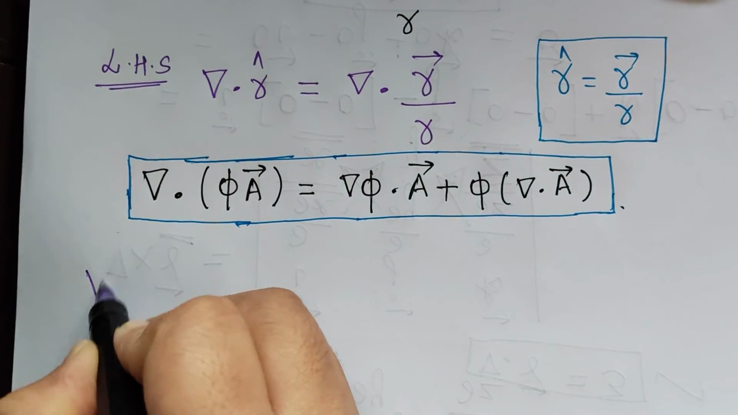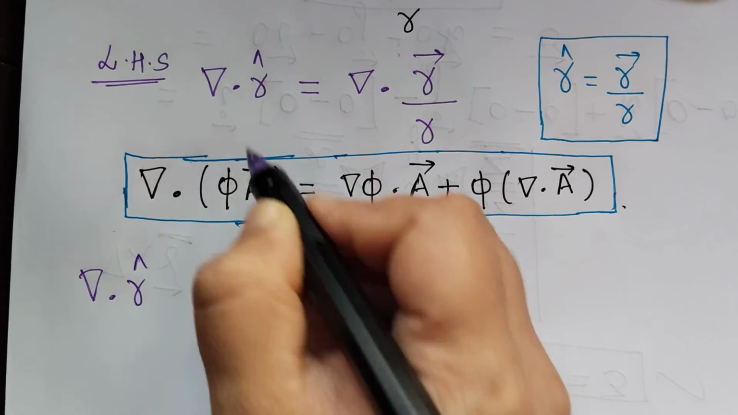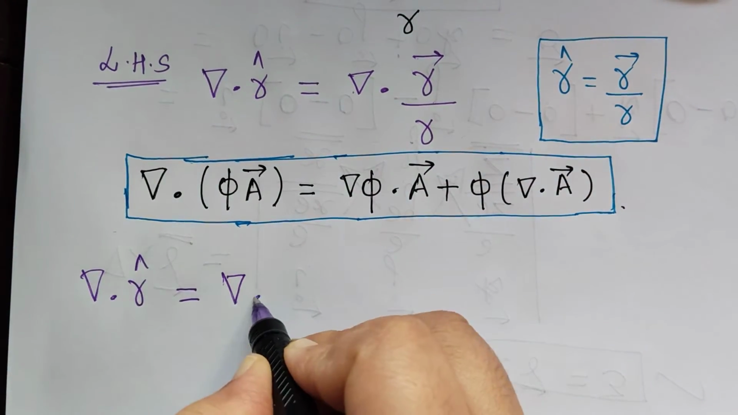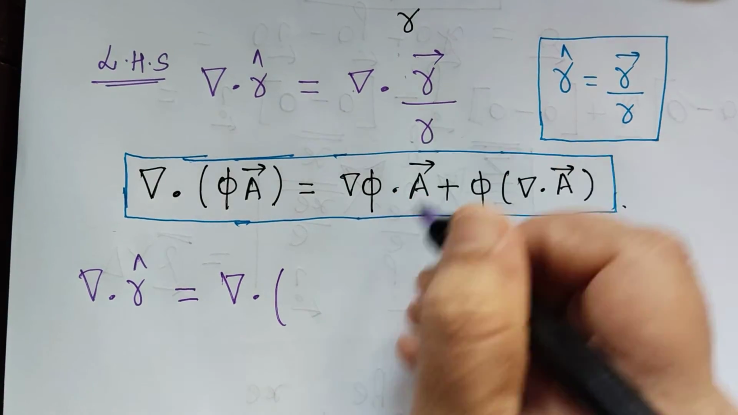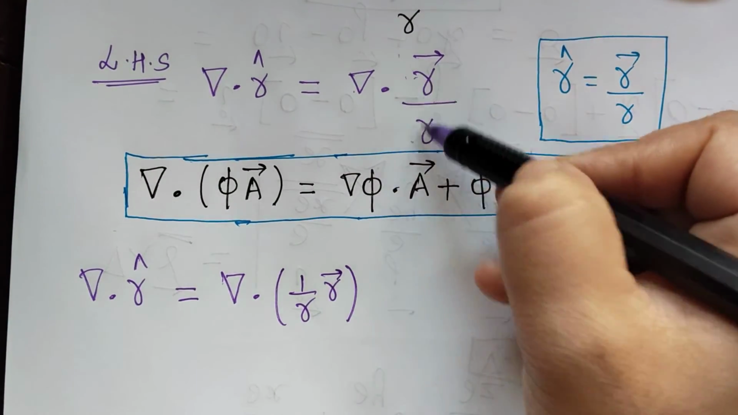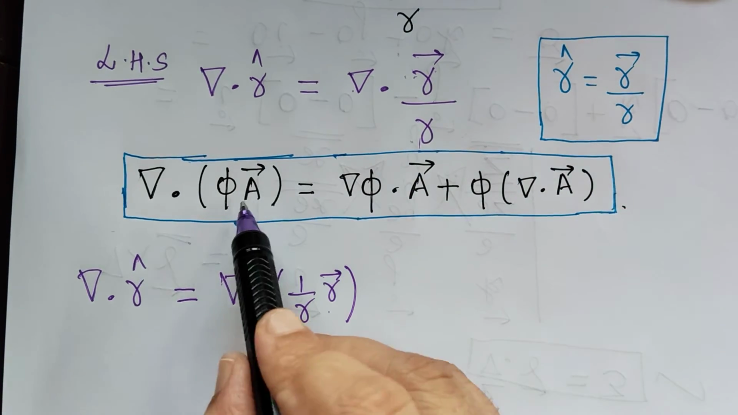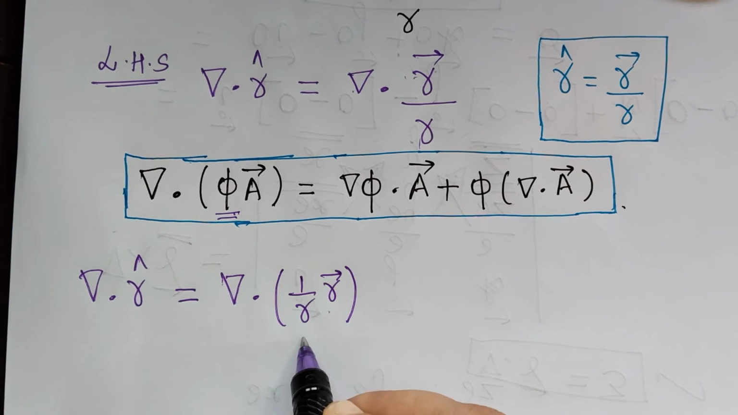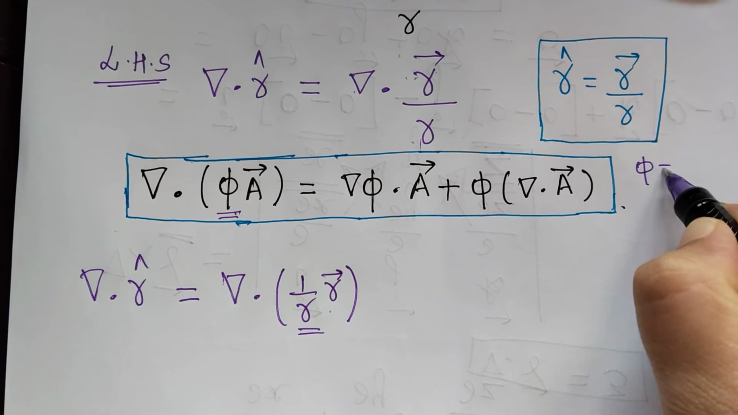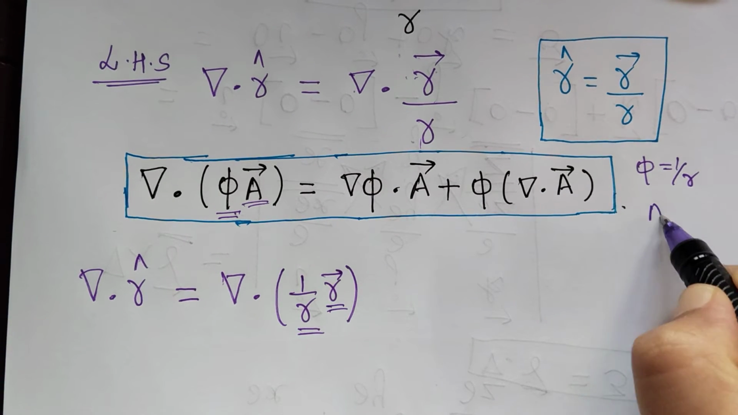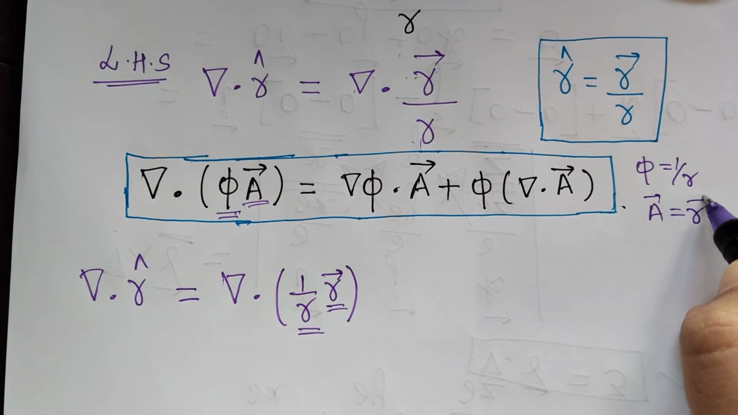Therefore nabla dot r cap will be equal to, now here it is nabla dot product with what? 1 by r multiplied with r vector. So I have rewritten this here in order that I can apply this identity. Now in the place of phi, what do I have? 1 by r. So phi is 1 by r over here. In the place of a vector, I have r vector. So let me apply this now.